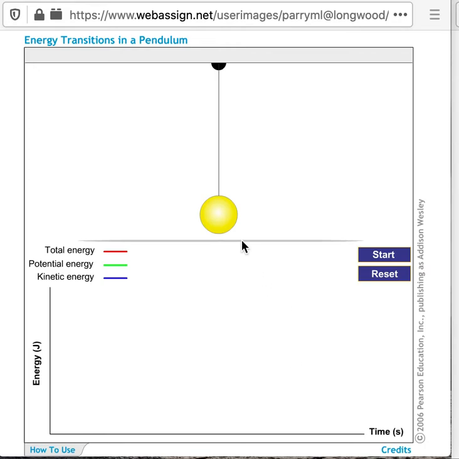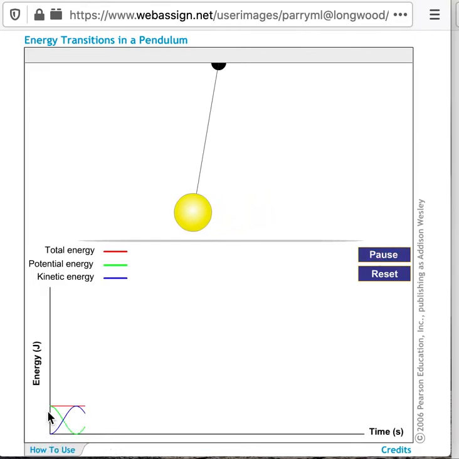In this simulation, we have a simple pendulum, and we can displace the simple pendulum from its equilibrium position. So I'm going to pull it back, and I can hit the start button. And as I start the simple pendulum in motion, a graph appears on the bottom. I'm going to reset it, and I'm going to displace it just a little bit further. So there we go, and start it.